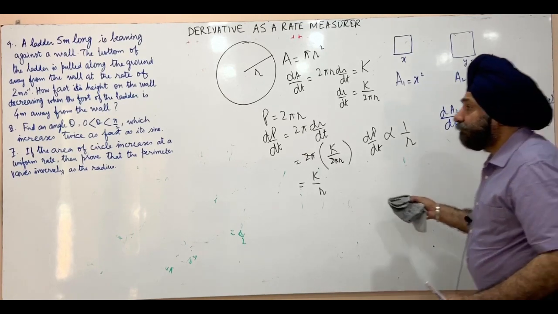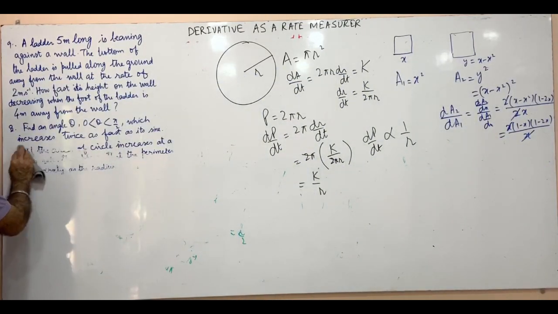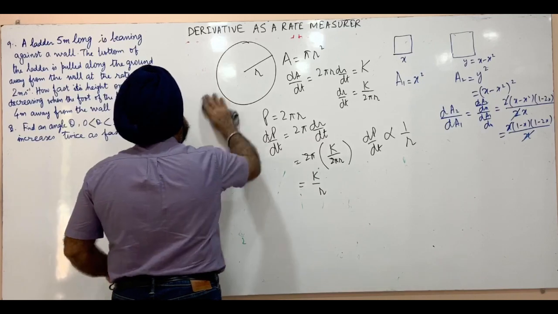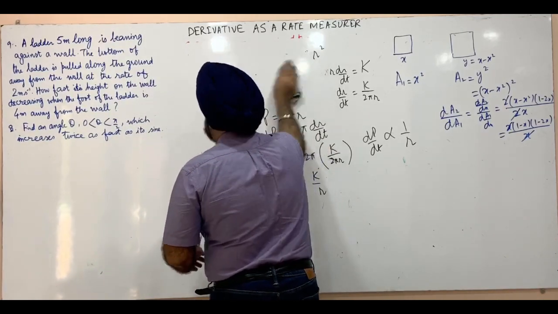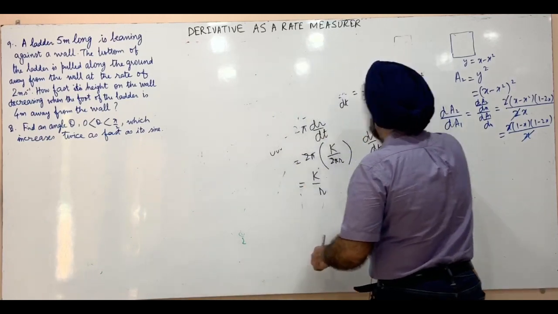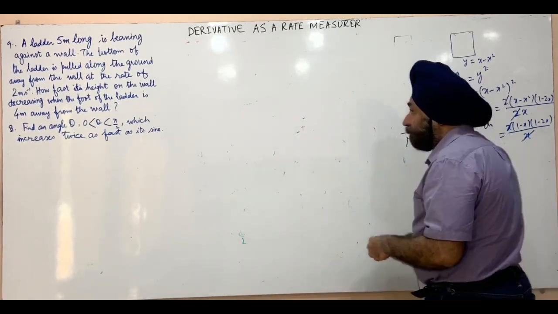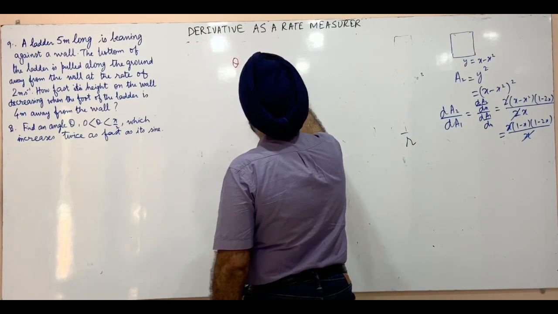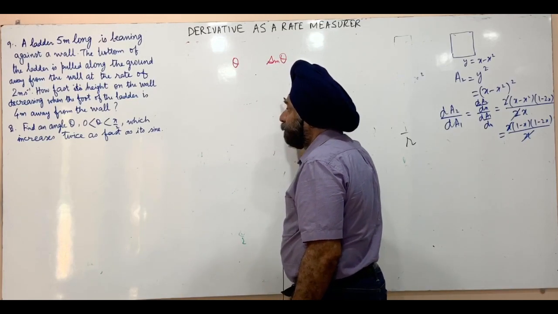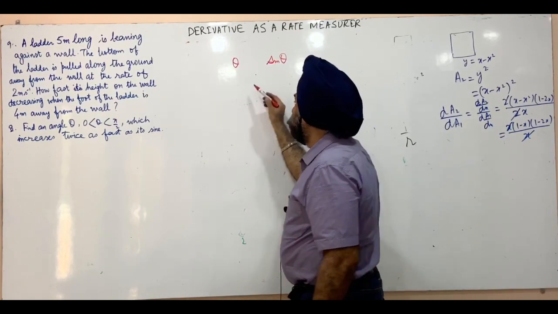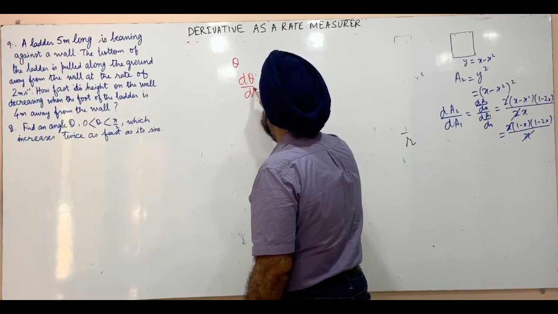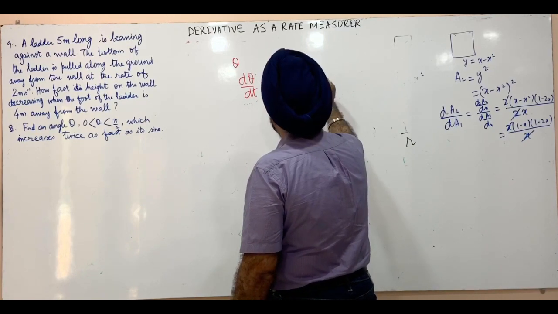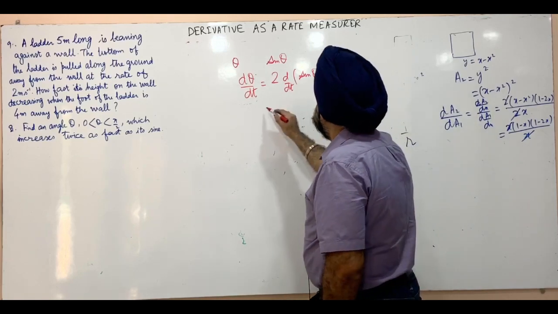The next one, we have to find an angle theta lying in the first quadrant, 0 less than theta less than pi by 2. This is an angle in the first quadrant which increases twice as fast as its sine. So theta is the angle, this is the sine of the angle. The rate of increase of the angle, that's d theta by dt, is twice the rate of change of its sine. This is the condition. This is 2.